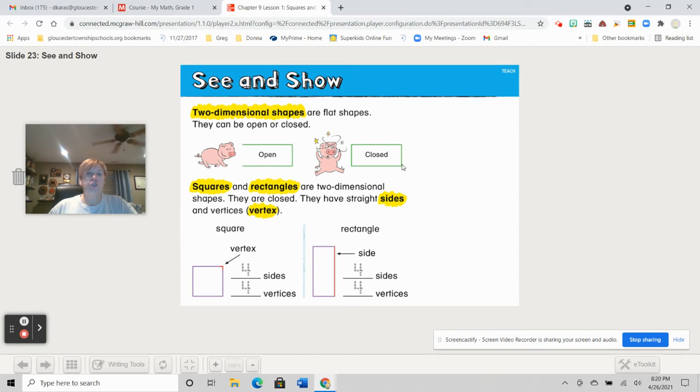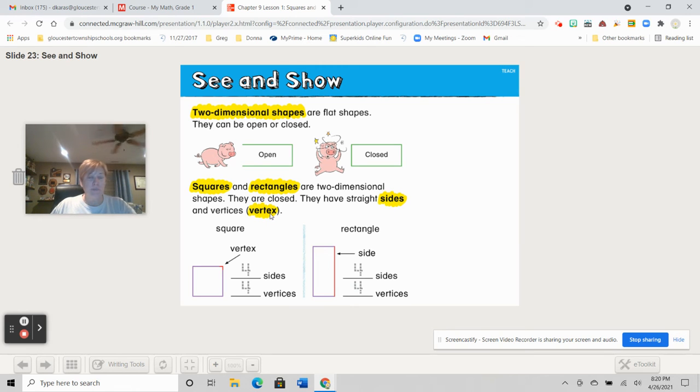A closed shape has no opening. All the sides are connected, okay? Squares and rectangles are two-dimensional shapes. They are closed. They have straight sides and vertices.